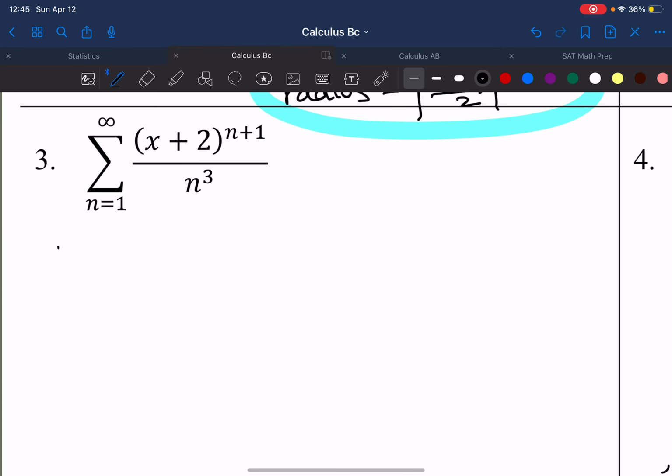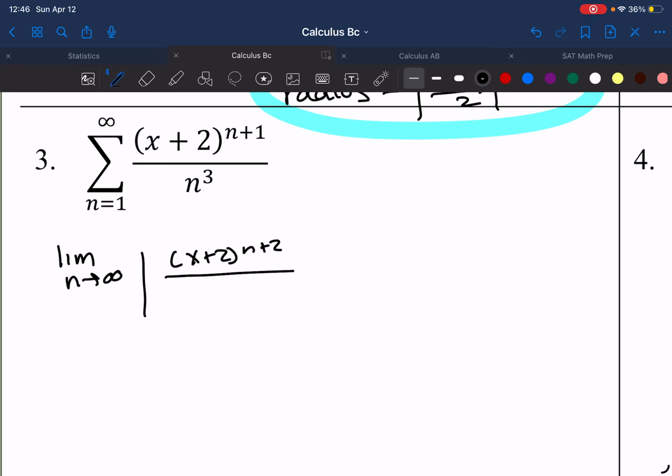Okay, so I have the limit as n approaches infinity of the absolute value of x plus 2 to the power of n plus 2. Remember, we're always adding 1 to n. Over n plus 1 cubed times n cubed over x plus 2 to the power of n plus 1.